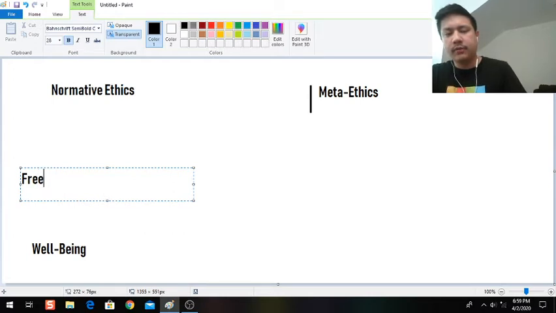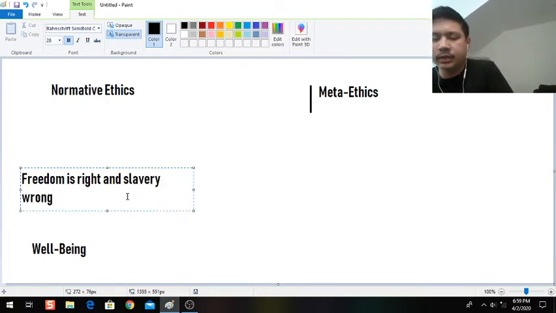So I'll say freedom is right and slavery is wrong. Okay? I can objectively make this claim because if I use the grounding that well-being is my foundation, then I can measure the effects of well-being objectively. I can say that people who have freedom generally, or not even generally, will have more well-being than someone who has slavery.